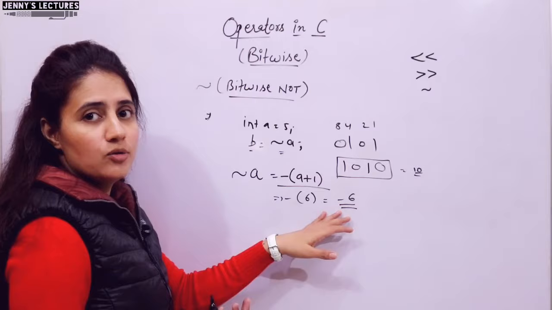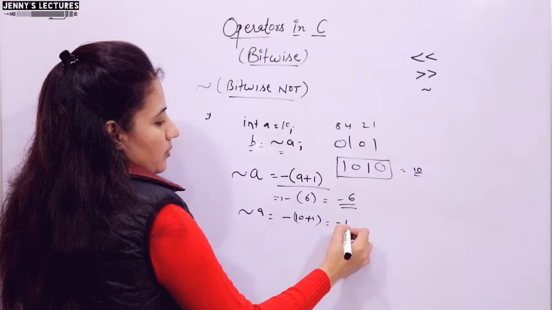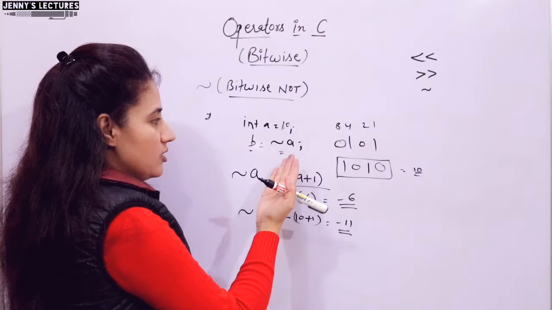Now suppose A is 10. Negation of A would become minus 10 minus 1, that is minus 11 you will get. Right? So I hope you can directly tell the output if this is given. So minus 11 would be stored in b. Fine. Now this is all about the bitwise NOT operator.